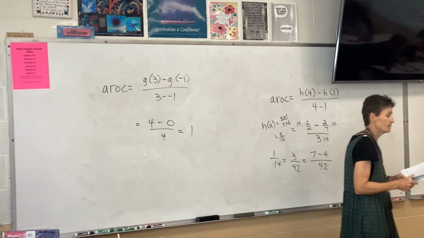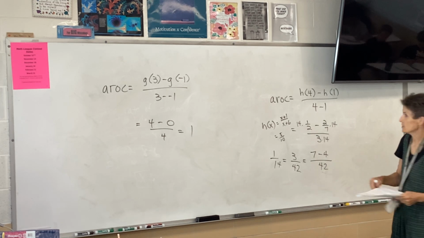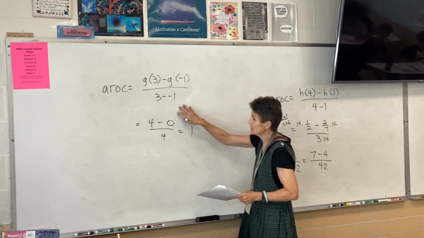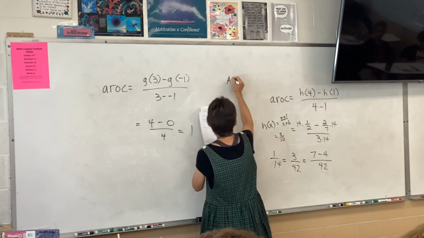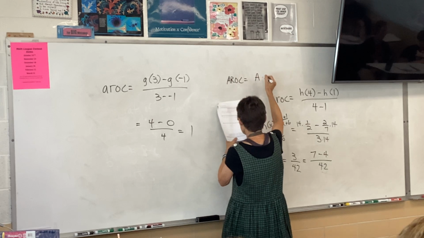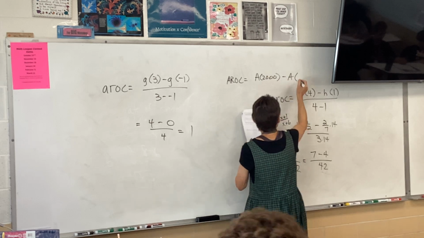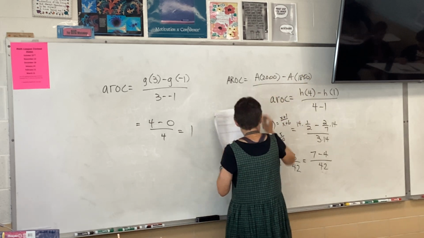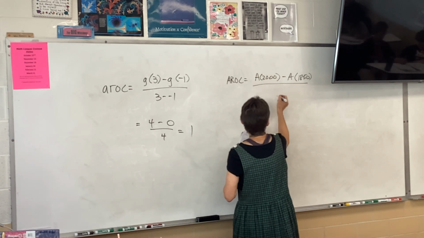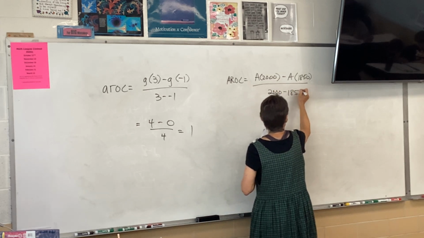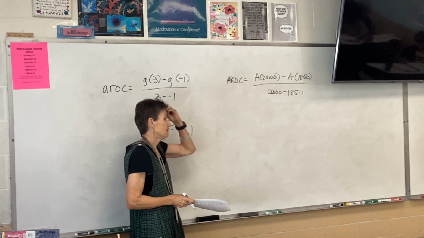All right, look at table 3. Same thing, only this time you have a table of values. The first two were with equations, then you did it with a picture, now you're doing it with a table of values. So your average rate of change will be A of 2,000 minus A of 1850 over 2,000 minus 1850. That has to be shown right there. Get in the habit of showing that.